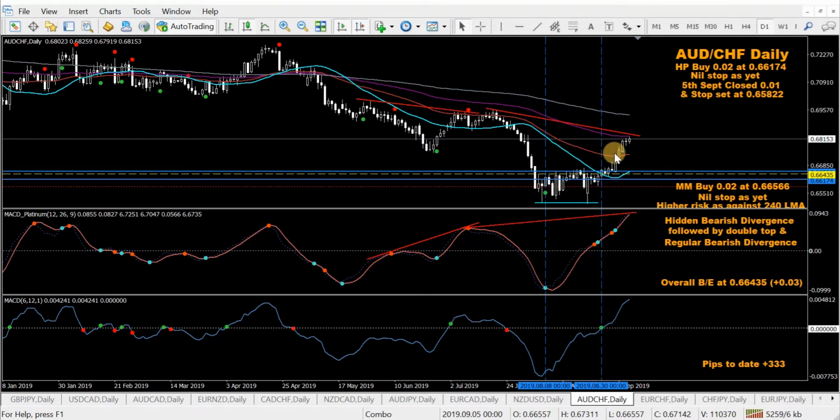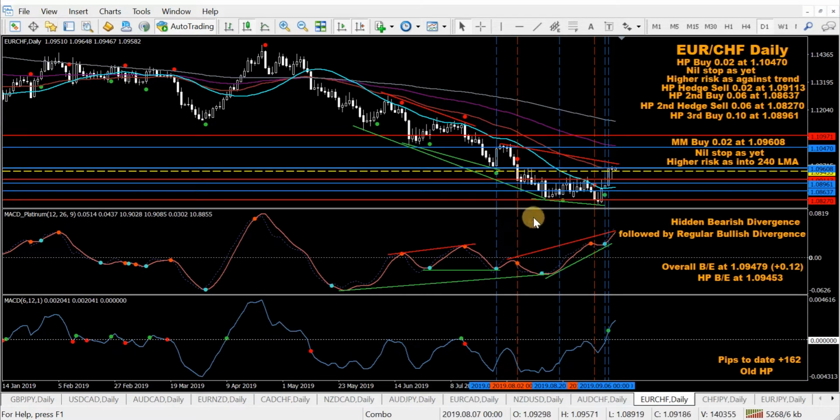Again, 2 trades on, looking good. Overall break-even's way down here. Looking for a possible rollover. I'll start taking some profit. But nah, looking good. Euro Swiss looking all right also by looks.